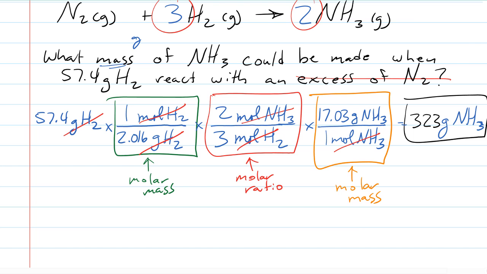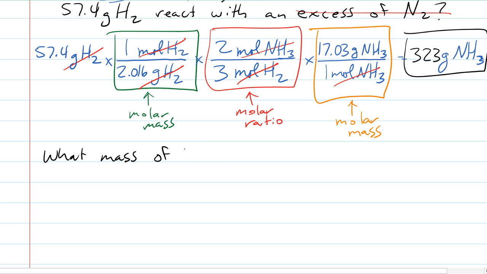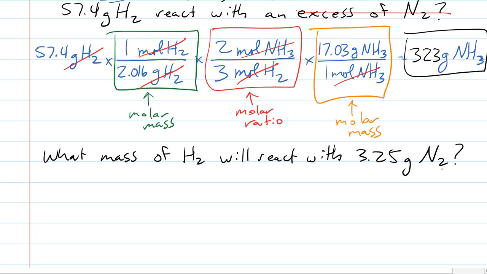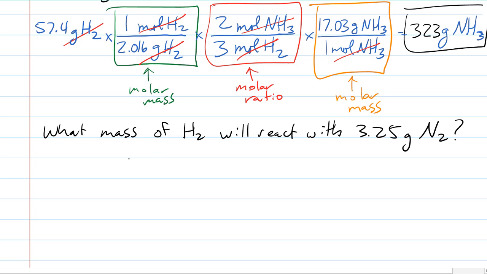Let's try one more, and then we're going to practice to end the day. Let's do this. What mass of H2 will react with 3.25 grams of N2? What mass of H2 will react with 3.25 grams of N2? And again, we're using the same chemical equation. I'll write it here real quickly once again, just so it's in view.